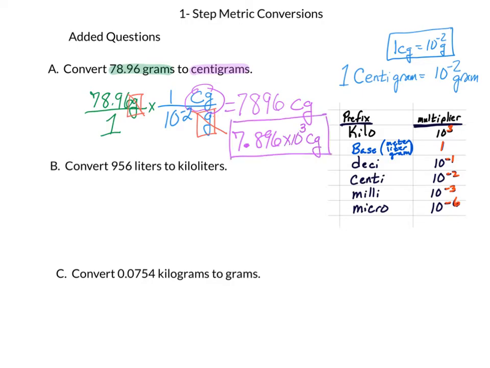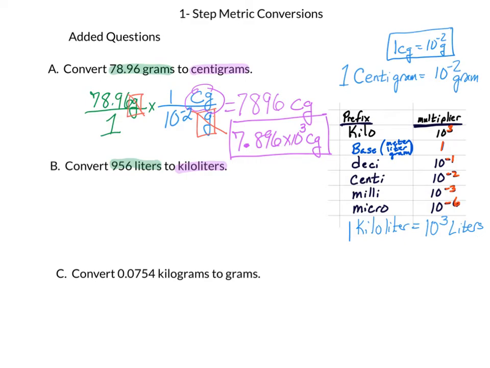Now you can try letter B. Go ahead and pause your video. We'll start with what we know and what we want to know, and we'll find our conversion. Here we see that we're looking at kiloliters, and the multiplier is 10 to the 3. So we get this ratio of 1 kiloliter is equal to 10 to the third liters.